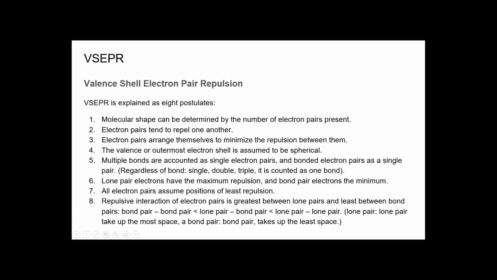This is why VSEPR exists, because we need it to be in the most stable shape with the least repulsion between the electrons. And last but not least, what takes up the most space is a lone pair. Lone pair, bond pair, and bond pair take up the smallest amount of space. As we go into this eventually in another chapter, it will make complete sense.